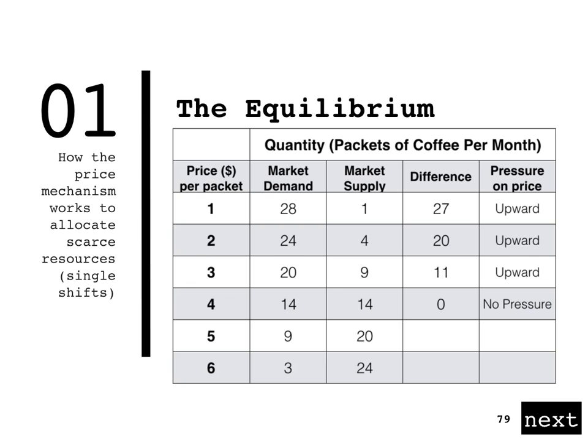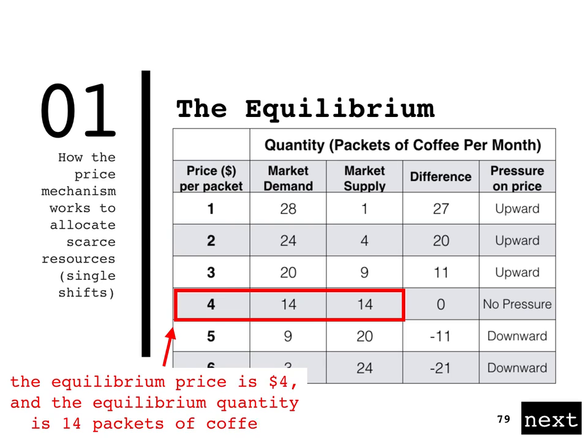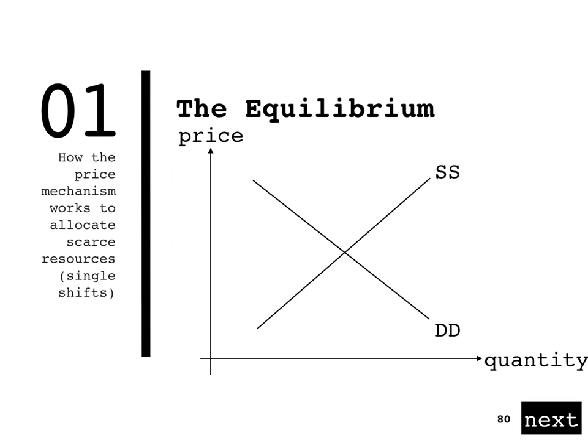But at the price of $5, something interesting happens as well, because in this case, the quantity supplied is 20 units, but the quantity demanded is only 9 units. What this means is that there's a surplus, since quantity supplied exceeds quantity demanded. Because of this surplus, there will be a downward pressure on price, and the same thing happens when the price is $6. So the price of $4 is the equilibrium price, and the equilibrium quantity is 14 packets of coffee. Diagrammatically, this is how we see the equilibrium, where demand cuts supply.